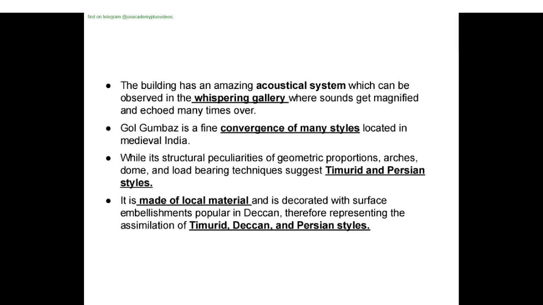The building has an amazing acoustical system which can be observed in the Whispering Gallery, where sounds get magnified and echoed many times over. Gol Gumbaz is a fine convergence of many styles located in medieval India. While its structural peculiarities of geometrical proportions, arches, dome, and load-bearing techniques suggest Timurid and Persian styles, it is made of local material and is decorated with a surface of embellishments popular in Deccan, therefore representing the assimilation of Timurid, Deccan, and Persian styles.